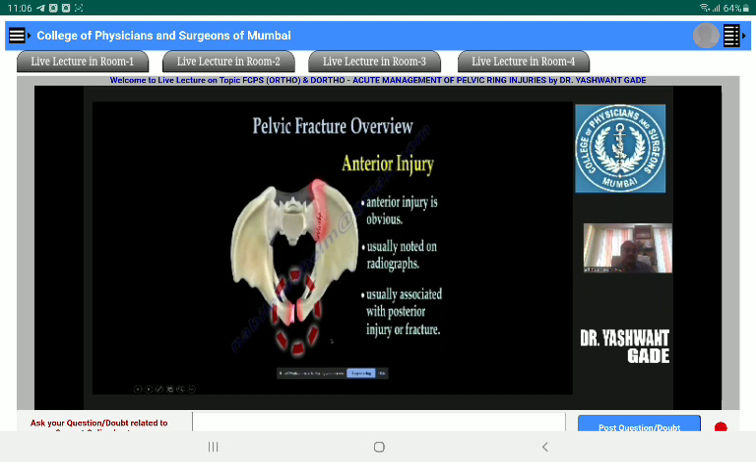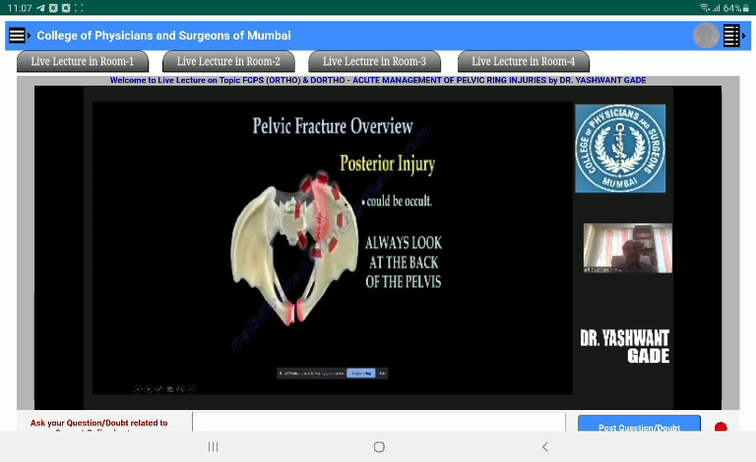So if the patient comes to you, the anterior injury of the pelvis is obvious. You can notice the pain and swelling on the anterior part, that is at the site of the pubic symphysis. Also, it is usually noted on the X-rays, and there is a tendency to forget to examine the posterior side, but usually the posterior aspect, that is the sacroiliac joint, is also disrupted. So this posterior injury can be occult, and one must always look at the back of the pelvis.